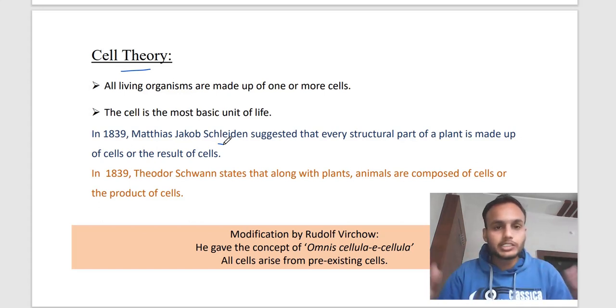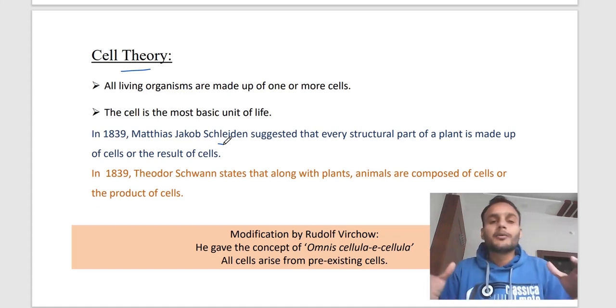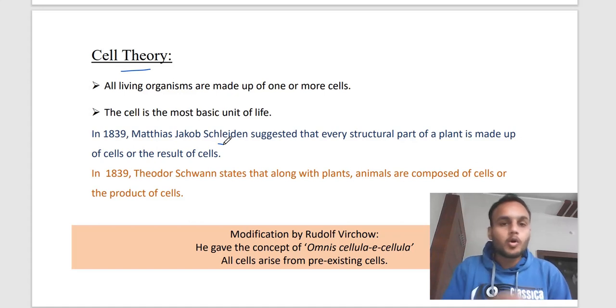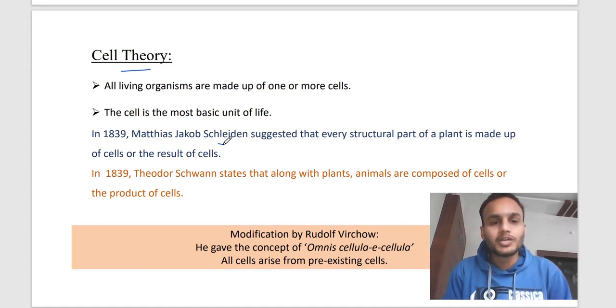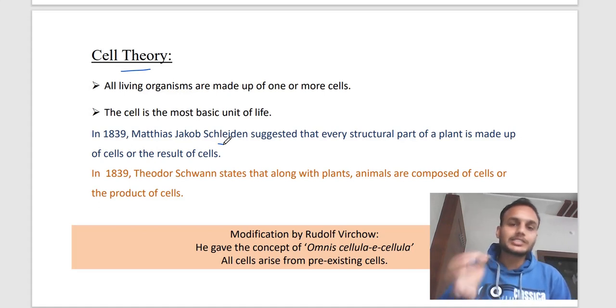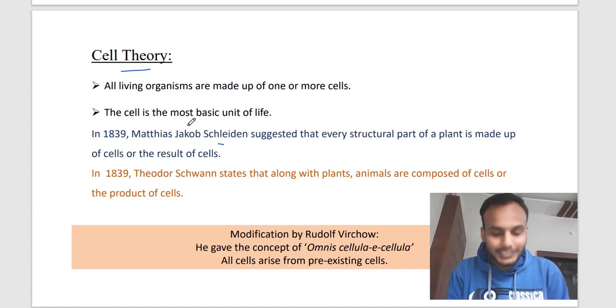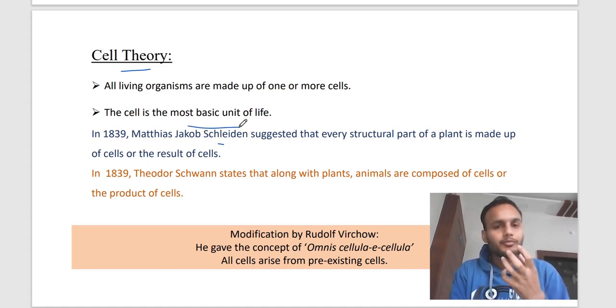Combining these two statements, plants and animals both are formed of cells, or we can say all living organisms are formed of cells, and the cell is the basic unit of living organisms. So this was said in the cell theory. Schleiden and Schwann gave the cell theory in 1839, right?